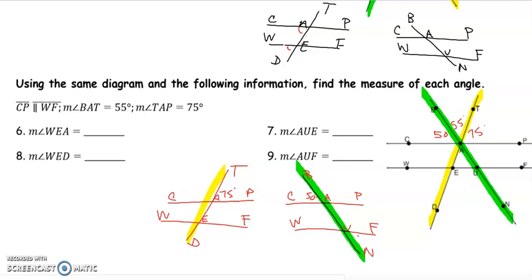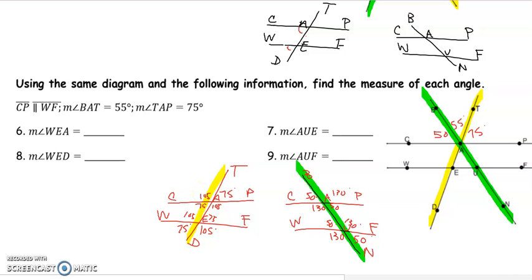Now I'm going to go to these, and I'm going to mark my alternate exterior angles. Then I'm going to mark my linear pairs. That has to be 130. You could mark them all if you wanted to in this picture. These have to be 105 because these are supplementary. Now you can go answer your questions.